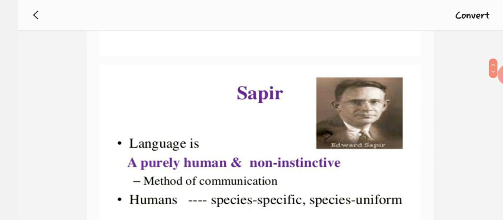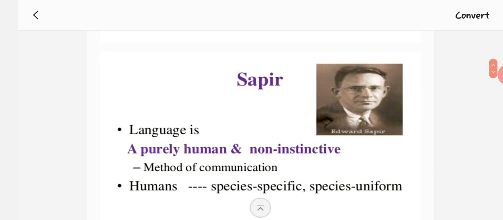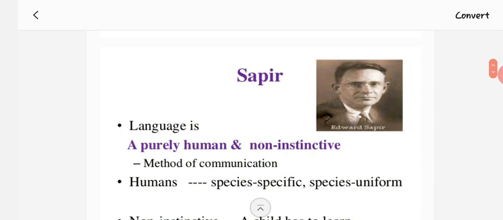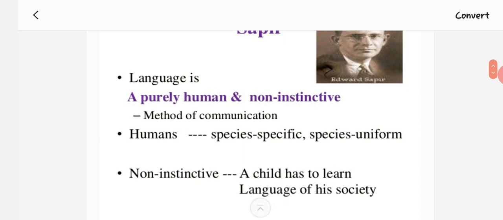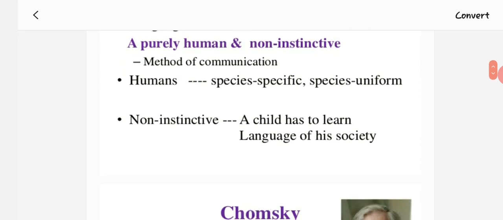We talk about Sapir. Edward Sapir has defined the language as purely human and non-instinctive. It is a method of communication, human species-specific, uniform. He says that it is always species-specific, meaning that every species living in the different areas of this world will talk in different languages. It is non-instinctive. A child has to learn the language of his society.